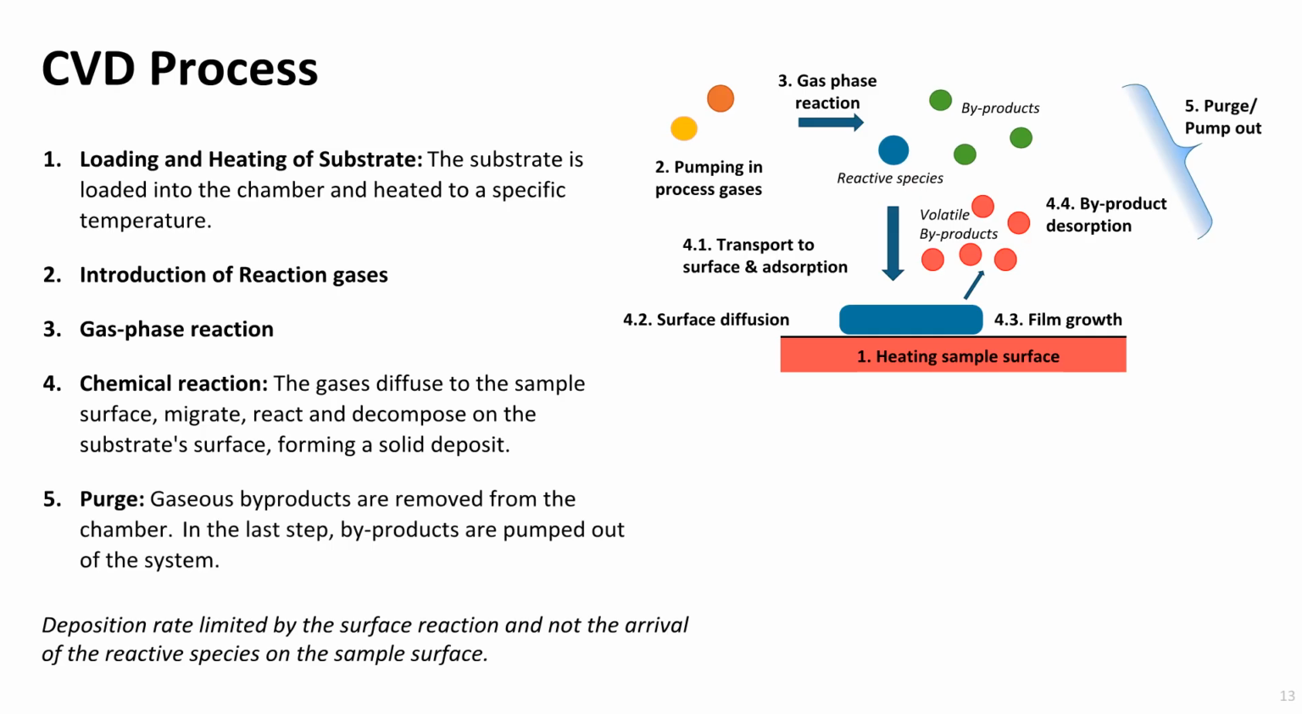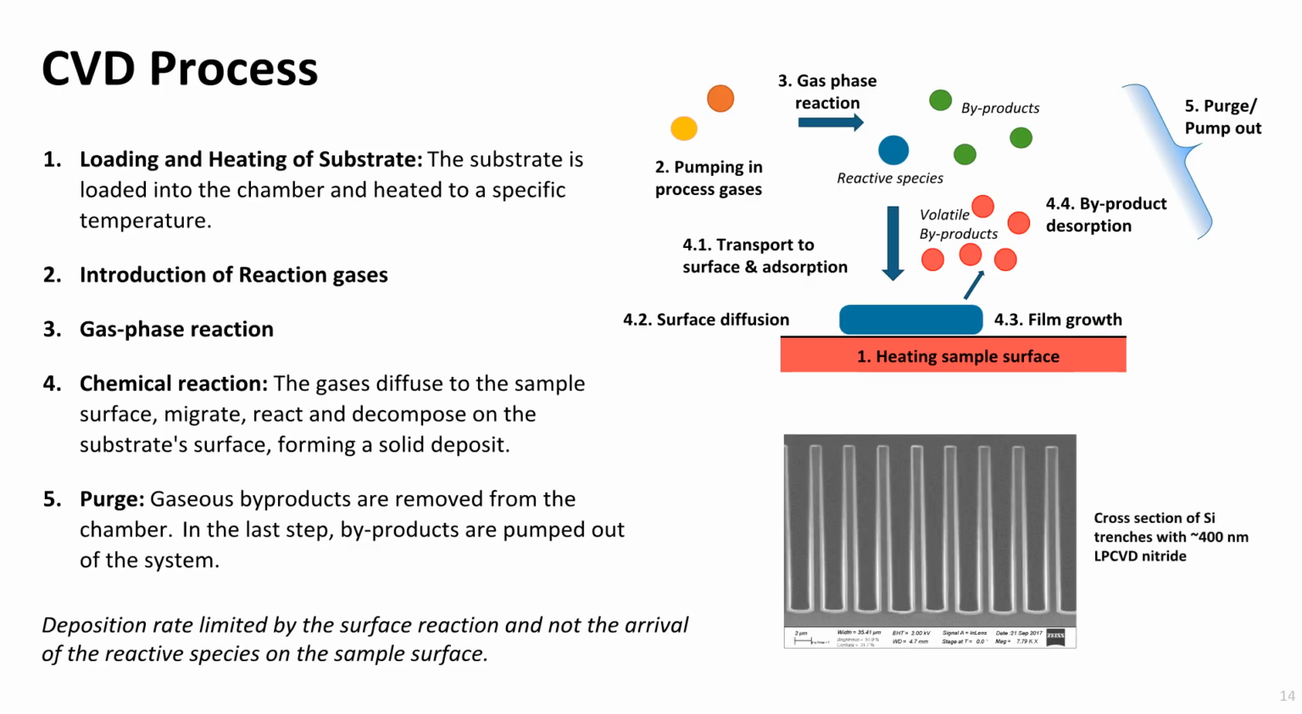The deposition is a continuous process. There is a continuous flow of gases into the chamber. Simultaneously, byproducts and some gases are pumped out of the chamber. The deposited film grows until the introduction of new reactive species stops. The SEM image shows an example for a thin layer of silicon nitride deposited onto high aspect ratio trenches in silicon by LPCVD.